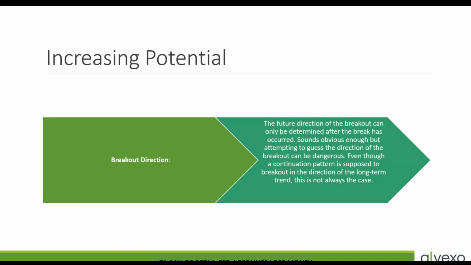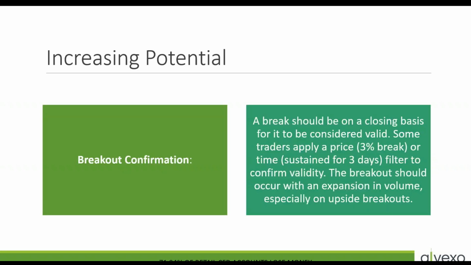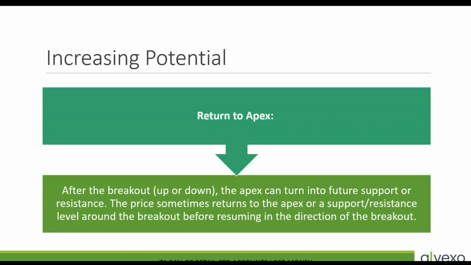And then the future direction of breakout can only be determined after the break has occurred. Sounds obvious enough, but attempting to guess the direction of the breakout can be very dangerous. Even though a continuation pattern is supposed to break in the direction of the long-term trend, this is not always the case. A break should be on the closing basis for it to be considered valid. Some traders apply a 3% breakout. Sometimes it must be sustained for 3 candles or 3 days if you're looking at it to filter and confirm validity. The breakout should occur with an expansion of volume, especially on upside breakouts.